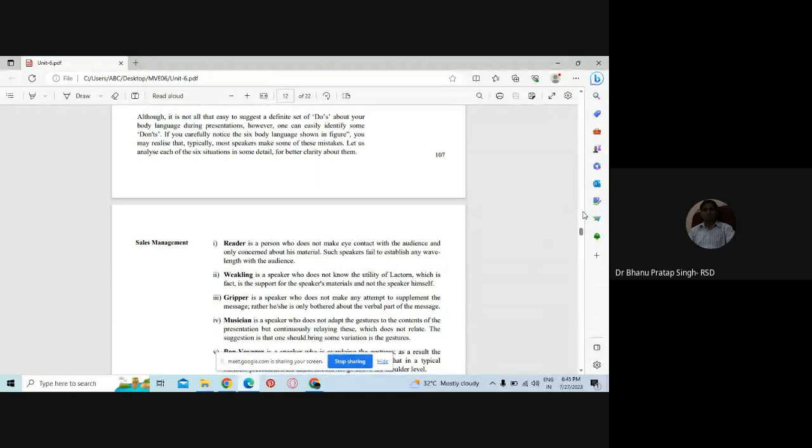Musician is a speaker who does not adapt the gesture to the content of the presentation but continuously relies on gestures which do not relate to it. One should bring some variation in the gestures. Means every musician is a speaker, but his body language, his gestures will help to reach out with the information or message of the speaker.